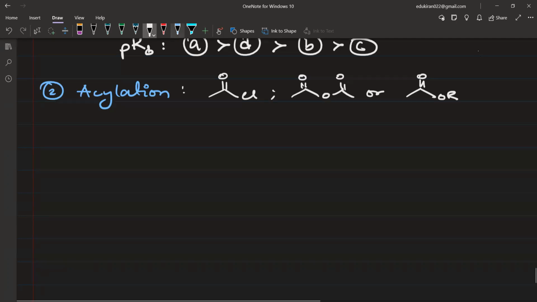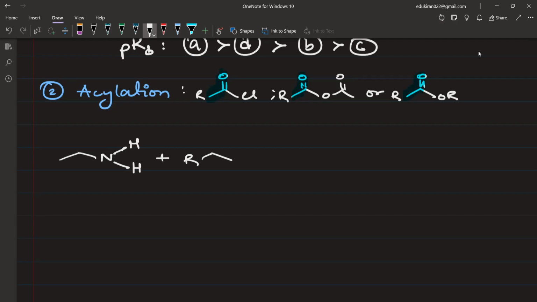This carbonyl group will be attached to the nitrogen atom. It can be C double bond O with CH3 or any R group attached. Suppose this is R, this is R, and this is R. So you have nitrogen, which should have two hydrogens like this, or at least one hydrogen, plus R, C double bond O, Cl.